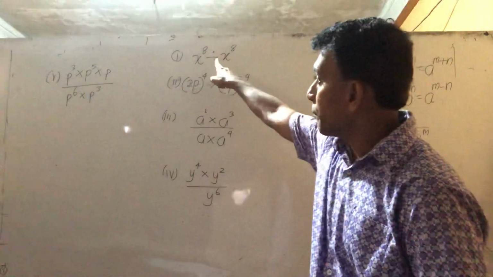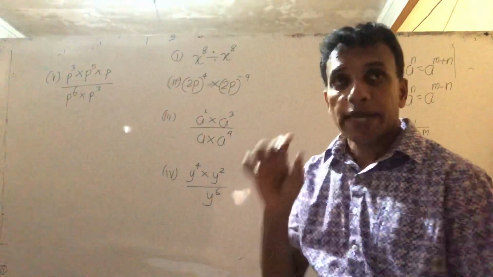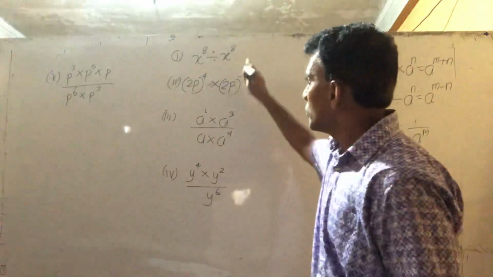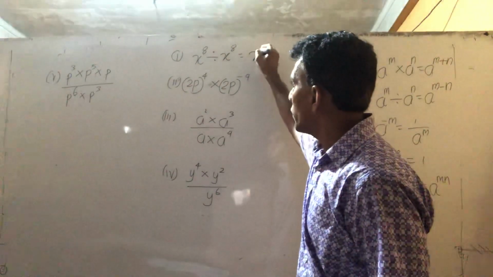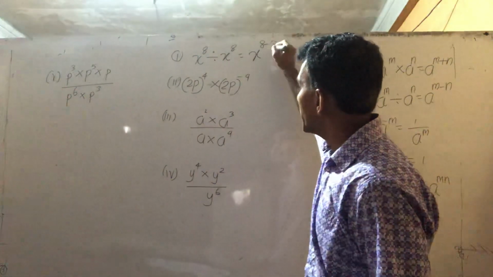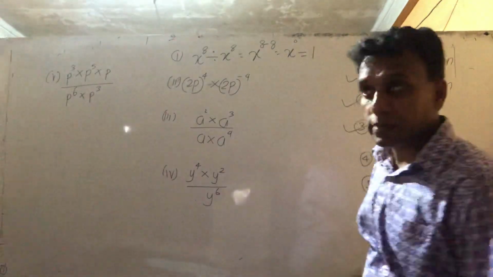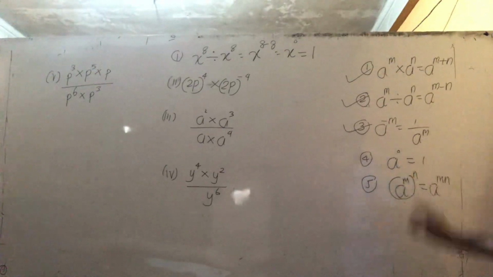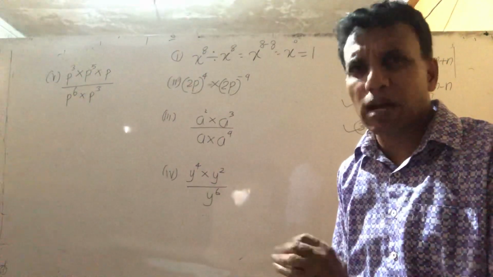See, first problem: bases are the same, divide, subtract the powers. x to the power 8 divided by x to the power 8. So we apply the rule and come to the answer, right? The answer is x to the power 8 minus 8, x to the power 0, that is 1. There's a fourth rule of indices: power 0, answer is 1. So almost all the questions in this exercise become 1.